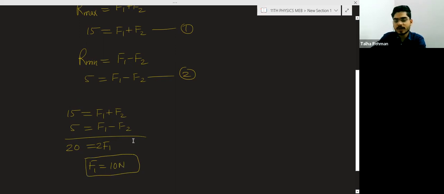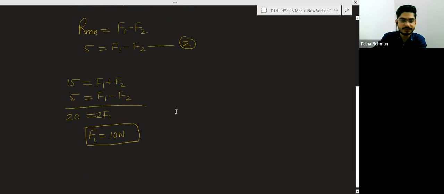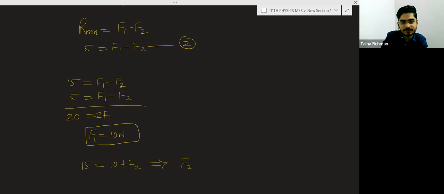And F2, how will you get the F2? You will put this F1 in any one of the equations, and you will get F2. Suppose I am putting this F1 in equation 1. So this is 15, F1 is 10 plus F2. So the value of F2 is 5 Newton. 15 minus 10, 5 Newton.